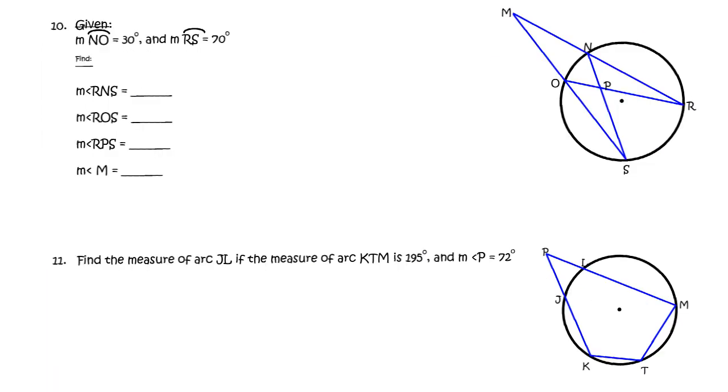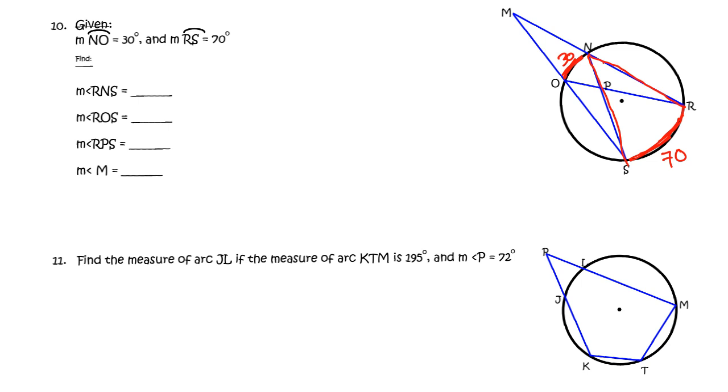Moving on to question number 10. The measure of arc NO is equal to 30 degrees. Also, the measure of arc RS is equal to 70 degrees. So this is the information that's given to us in this problem, and you want to figure out the measure of angle RNS, so it's this angle that's right here.